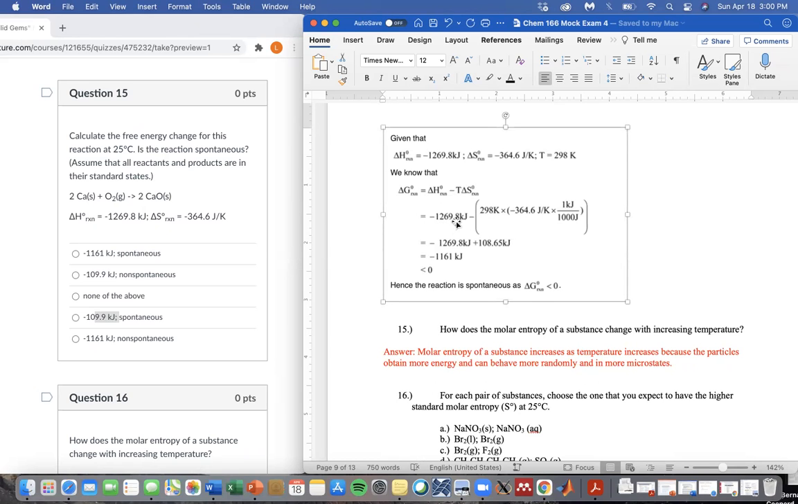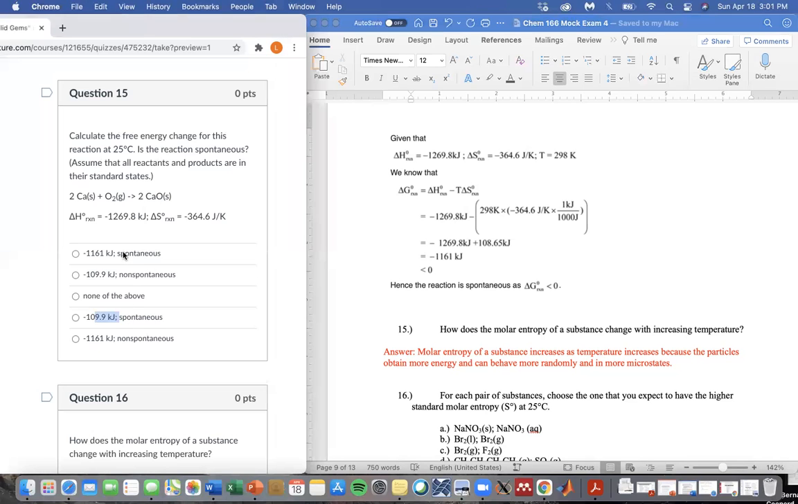And so you would plug everything into this delta G equation, and you would get a delta G equals negative 1,161 kilojoules. And because your delta G is negative, that means that the delta S of your universe is positive, which means things are getting more chaotic. And so it will be spontaneous. Your delta G value is negative 1,161 kilojoules, and the reaction is spontaneous. Are there any questions about that?